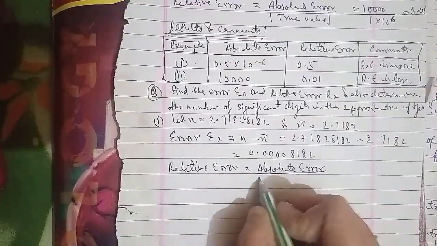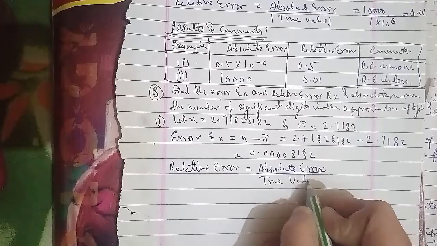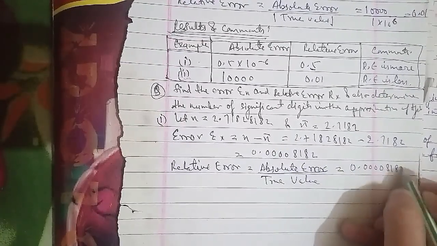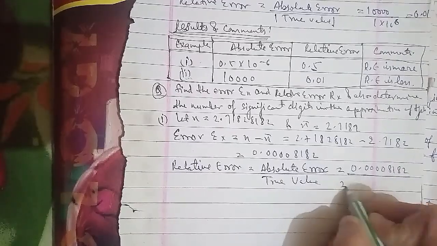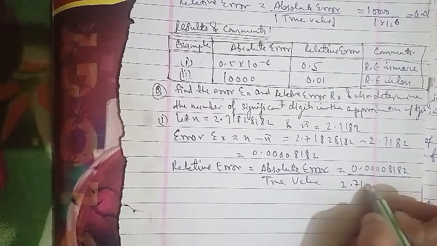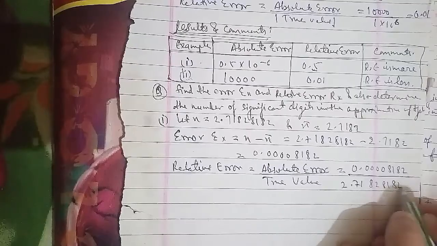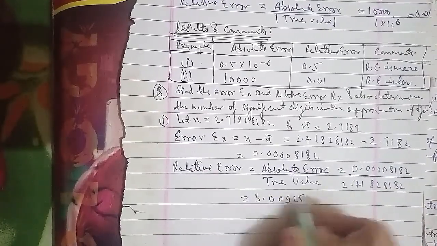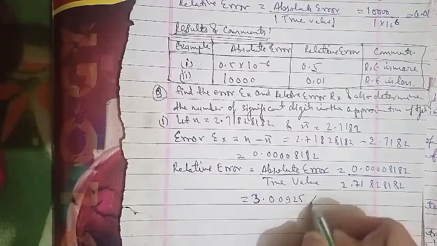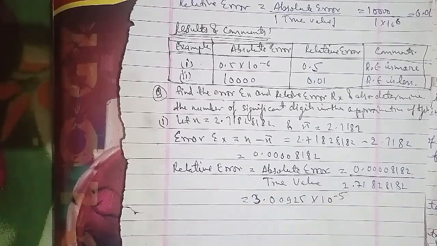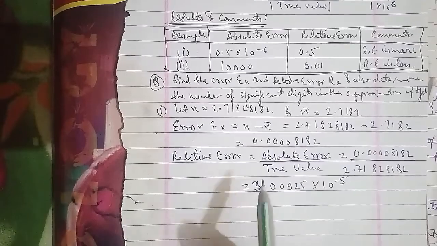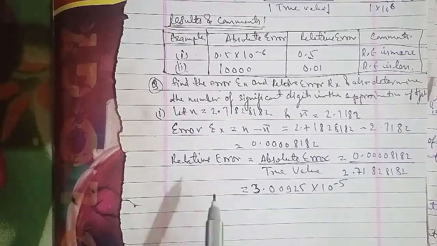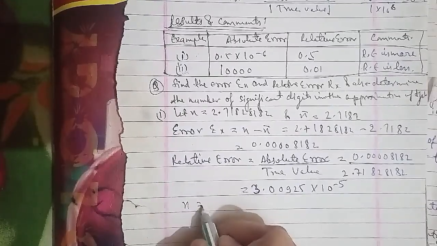Now the significant digits are those where the actual value and the approximation value agree. For that, x equals 2.71828182 and x bar equals 2.718 and so on. So x and x bar agree to these 5 digits, and hence 5 significant digits are present in the approximation.